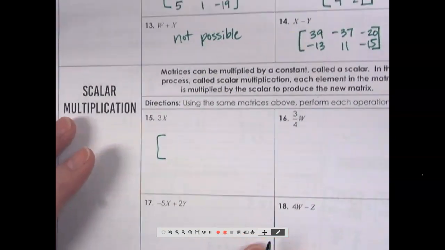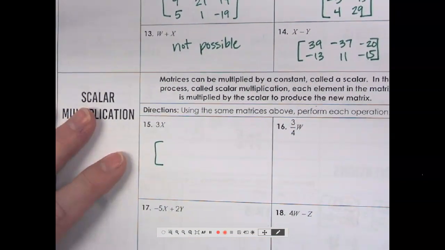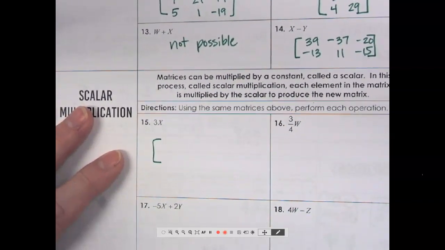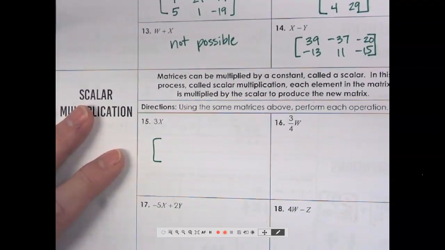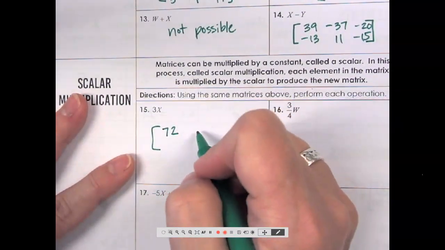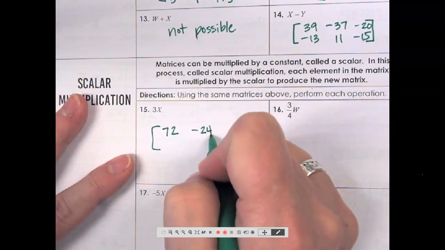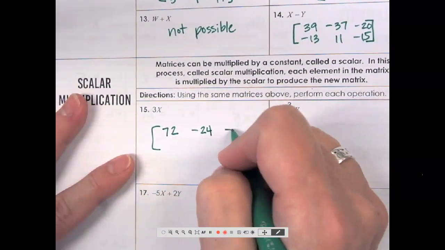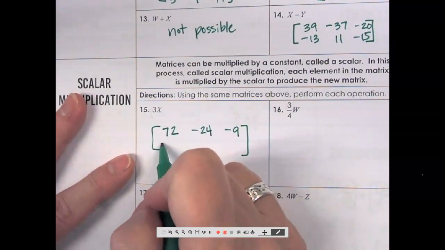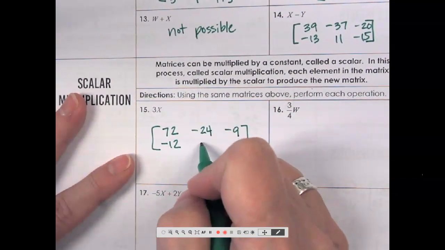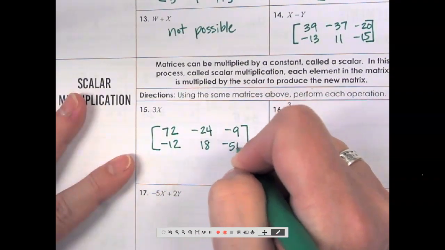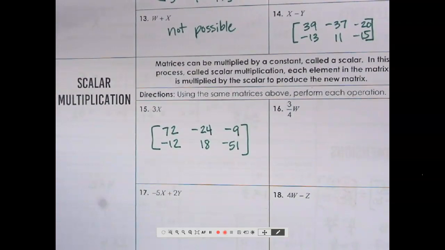So I think we can either do this in our head or on the calculator. Let's see, 24 times 3 would be 72. And keep moving across. 3 times negative 8 is negative 24. 3 times negative 3 is negative 9. And then we're going to do the same thing on the bottom row. Negative 12, 18, and is that negative 51? And that's it.